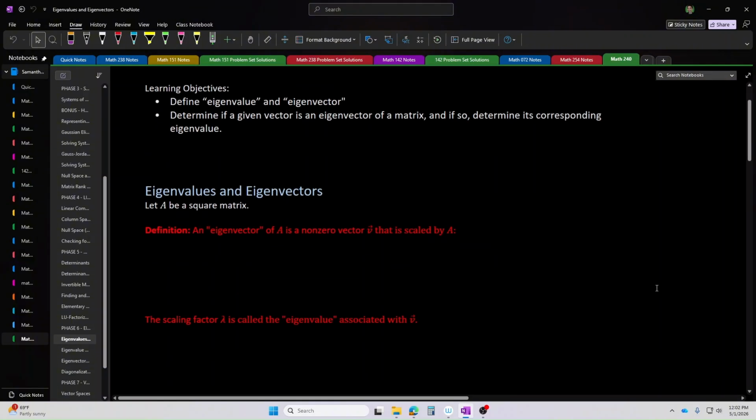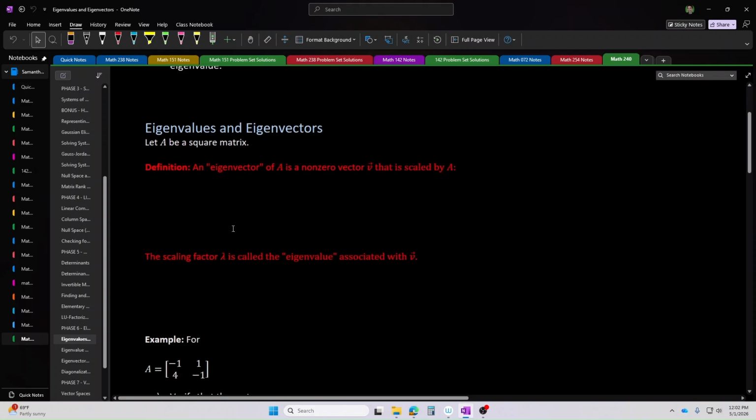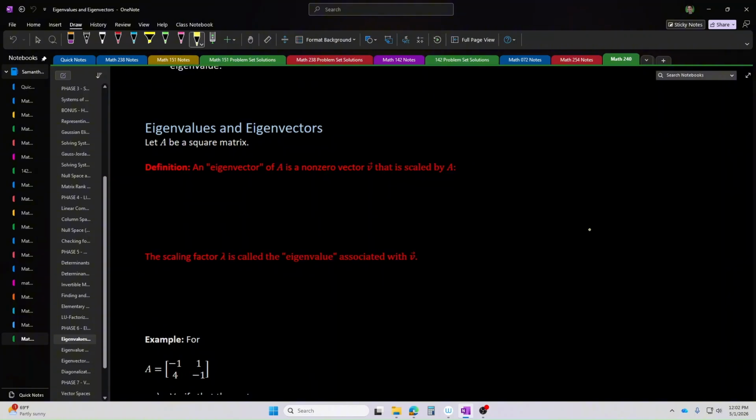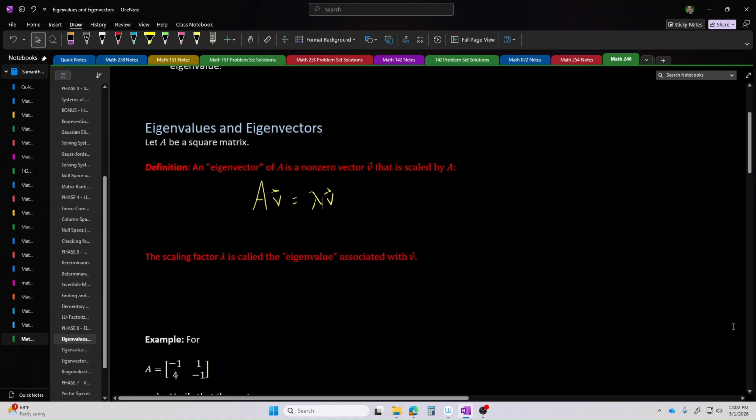So, first of all, what is an eigenvalue and what is an eigenvector of a matrix A? If you're dealing with a matrix A, an eigenvector is a non-zero vector V that is scaled by the action of A. A times V is equal to some scalar multiple of V. This is the definition of an eigenvector of a matrix A. It is a vector that is scaled by the matrix A.